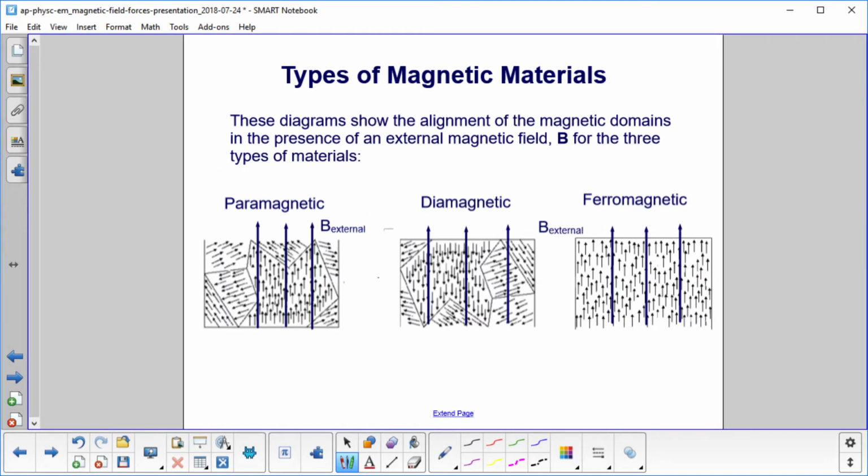These diagrams show the alignment of the magnetic domains in the presence of an external magnetic field, B. So we've got the external magnetic field pointing in the up direction. Paramagnetic materials, some of the domains will line up with the magnetic field. Diamagnetic, some of them will line up opposite the magnetic field. See how the domain arrows are pointing down? And then ferromagnetic, all of them will line up with the applied external magnetic field.